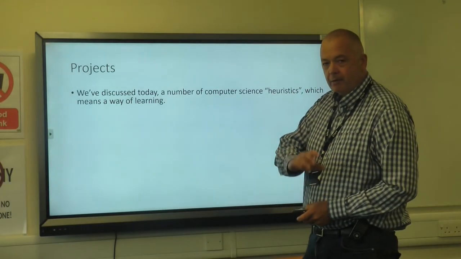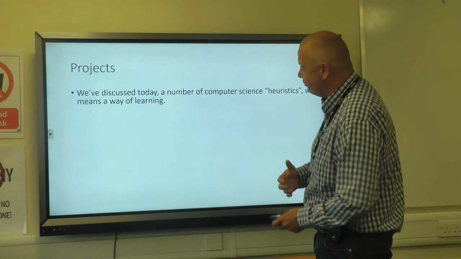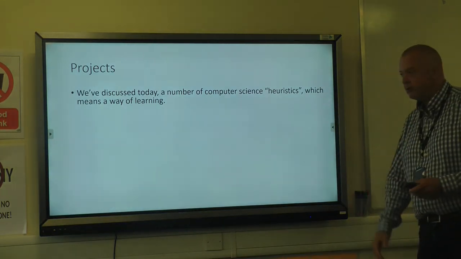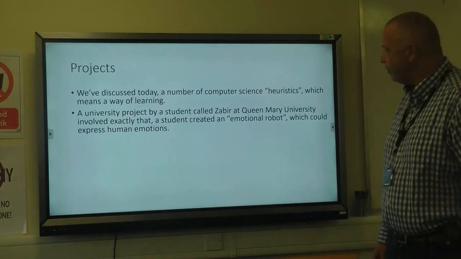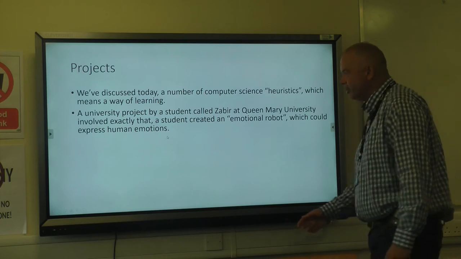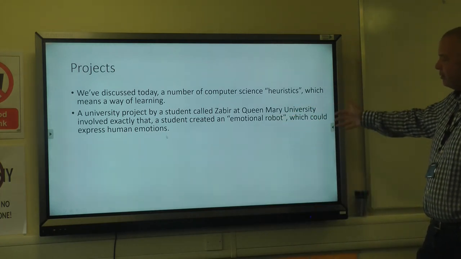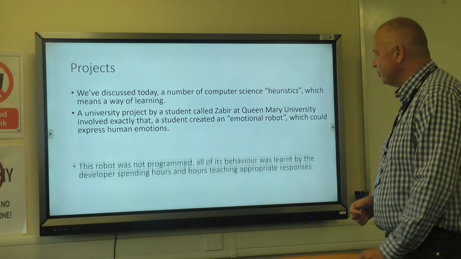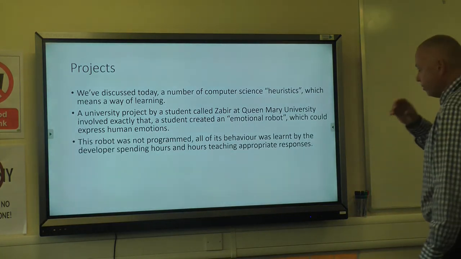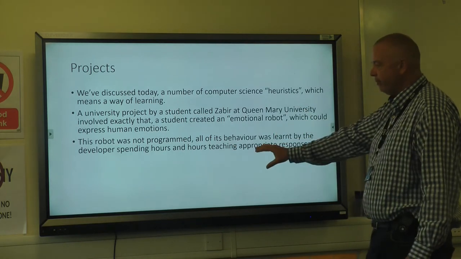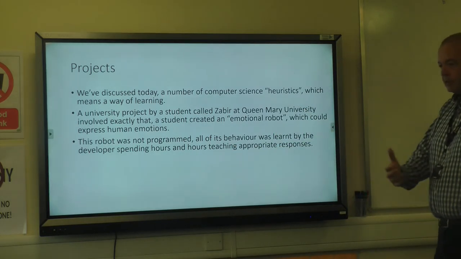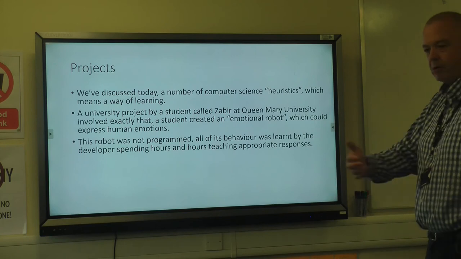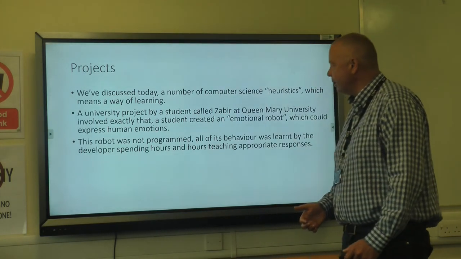Okay, I'm going to give you a brief video and then I'll stop talking. I'm not quite sure how long we'll be going on for, but I'm sure it's longer than you're happy with. I've given you a few computer science heuristics, which are a way of learning. There's a university project by a student called Zabir at Queen Mary University where Zabir created an emotional robot. And I quite like this. You have to look out for the smart, it's not obvious straight away. So this robot was not programmed. All of its behaviour was learned by the developer spending hours and hours teaching appropriate responses. Machine learning, quite an interesting thing. Basically, the machine will copy what you do, and then you tell it if it's right or wrong, and eventually it gets things right.